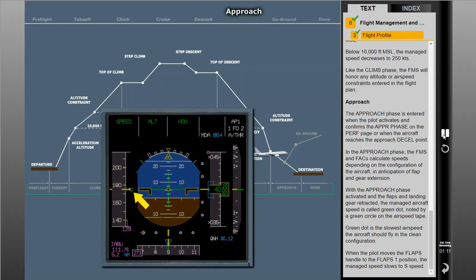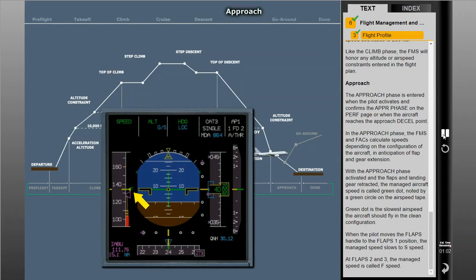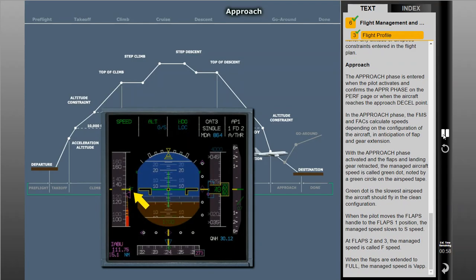When the pilot moves the flaps handle to the flaps 1 position, the managed speed slows to S speed. At flaps 2 and 3, the managed speed is called F speed. When the flaps are extended to full, the managed speed is V approach.